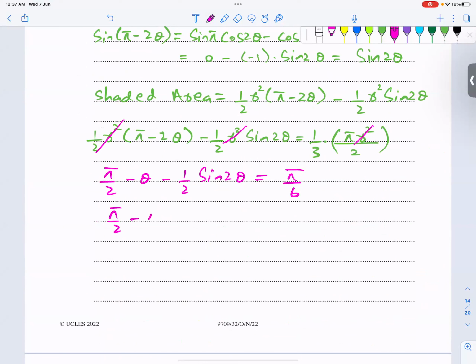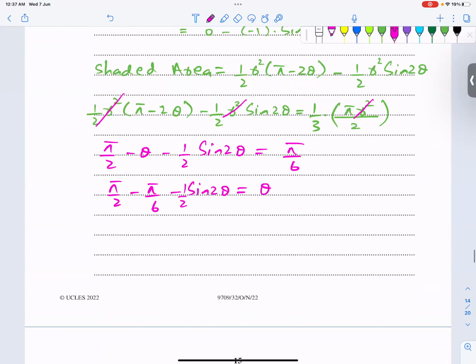Pi by 2 minus pi by 6 minus 1/2 sine 2 theta is equal to theta. So pi by 2 is 90 and pi by 6 is 30. 90 minus 30 is pi by 3, which means 60. So theta equals pi by 3 minus 1/2 sine 2 theta. This is the required form.